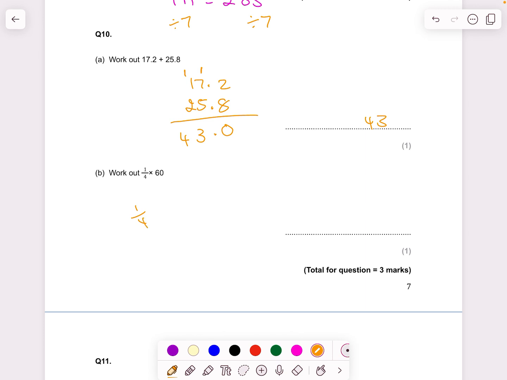Here we had to find a quarter of 60. So finding a quarter of 60 is the same as doing 60 divided by 4. And remember, dividing by 4 is halving it twice. Half of 60 is 30. Half it again is 15. So a quarter of 60 is 15.